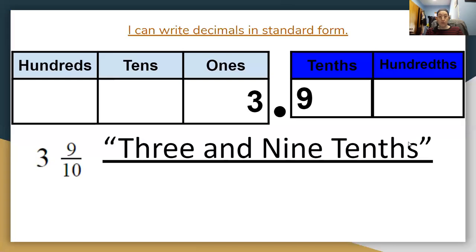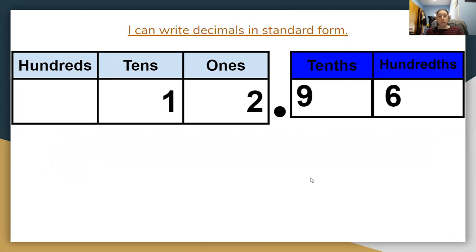Let's look at another example. Here we have a whole number and a decimal. So it's 3 and 9/10. It's not 3 ones though, it's just 3. 3 and 9/10. Let's look at something else.